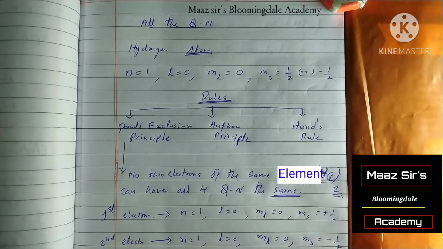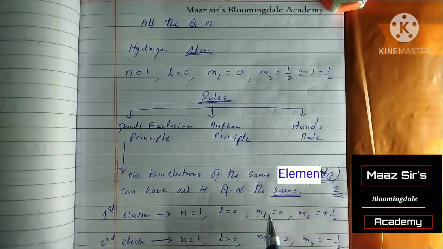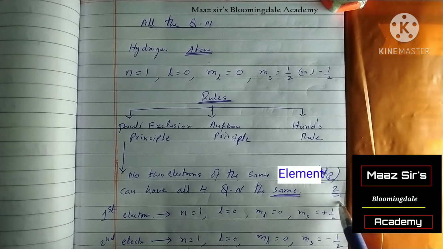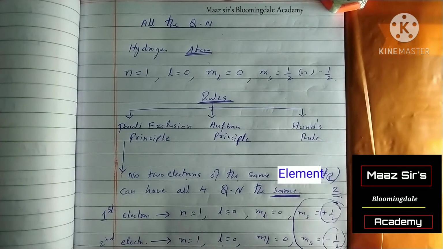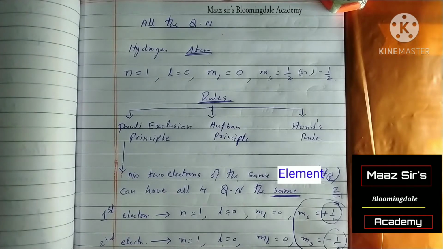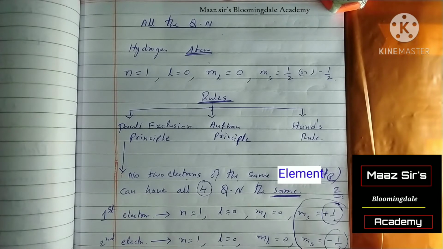Here you can see that the n value is the same for both, the l value is also the same, the ml value is also the same, but you can see that the ms value, that is the spin quantum number, is different for both the electrons. So whenever you are writing the quantum numbers, all the 4 quantum numbers cannot be the same. 3 can be the same, but 1 will be different. 2 can be the same, but all will not be the same. So this is known as Pauli's exclusion principle.